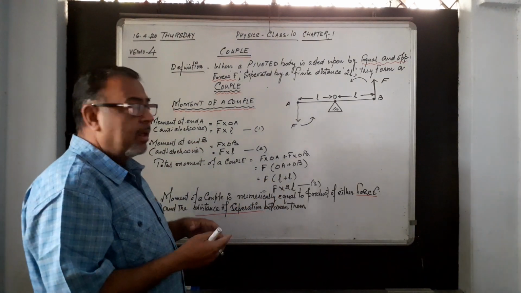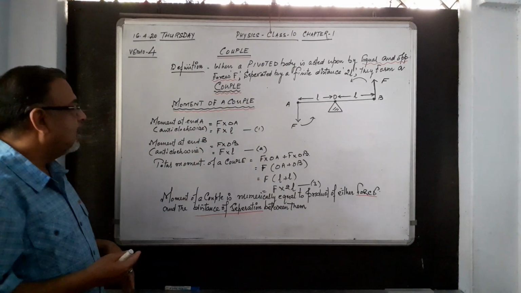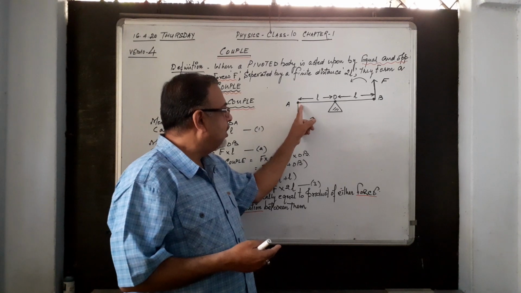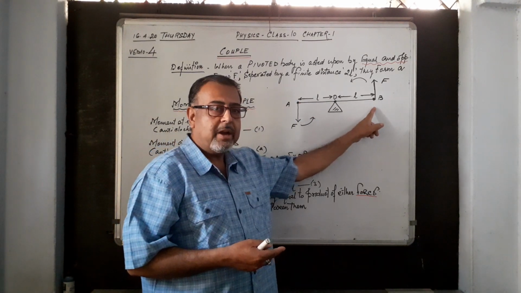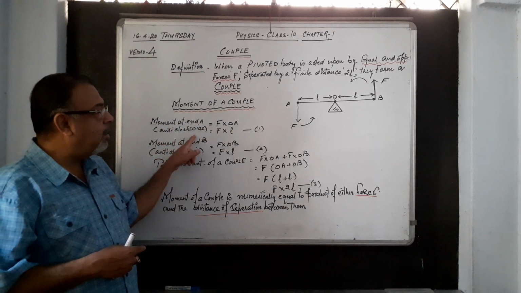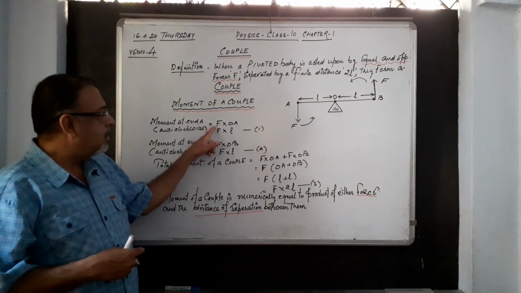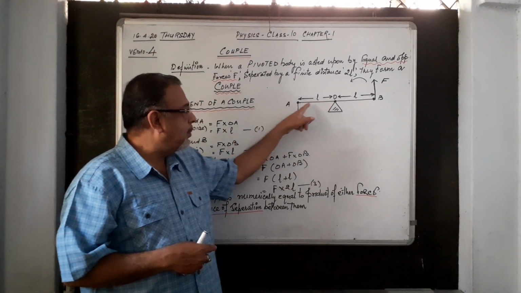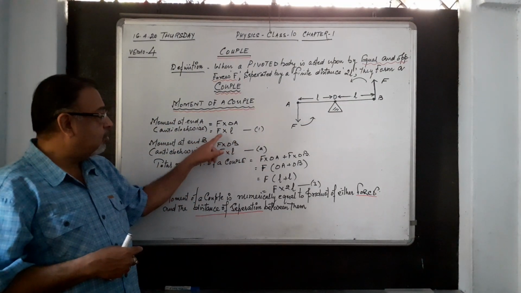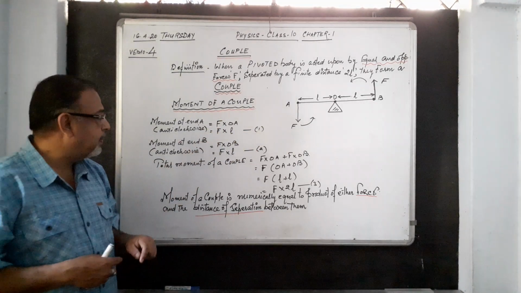Let's mathematically summate it. Moment of a couple. We are going to find out the moment at point A and the moment at point B. Moment at point A, taken as anti-clockwise, as you could see from the direction of the arrow, will be the force multiplied by the perpendicular distance OA, which is equivalent to L. So the first equation will be F into L.